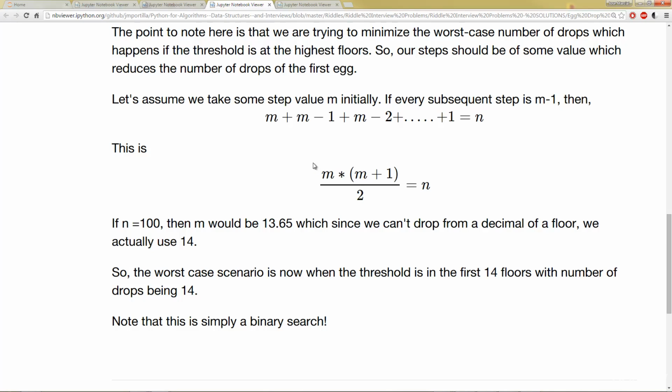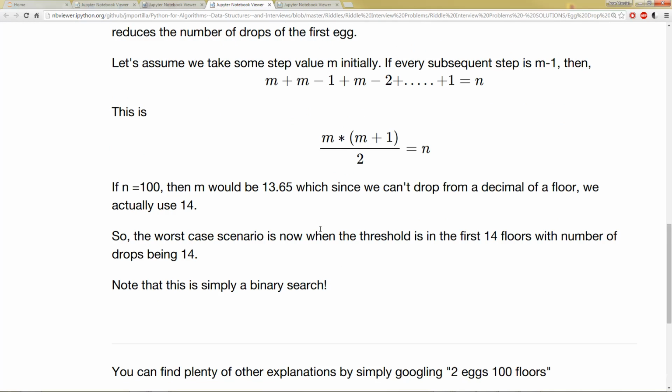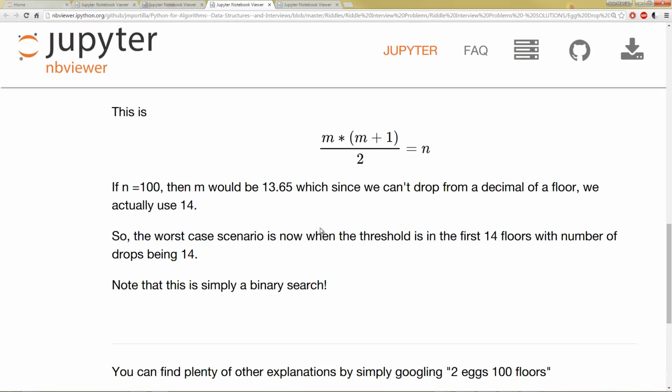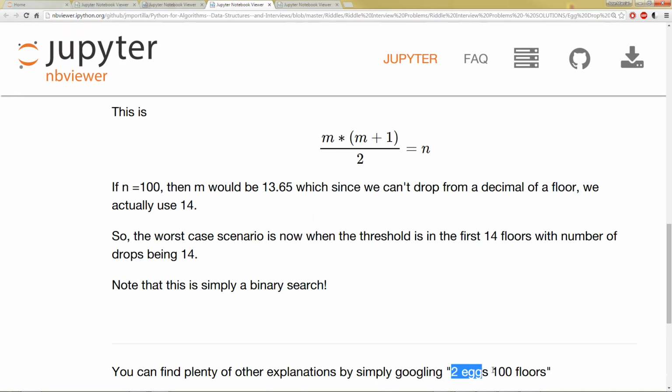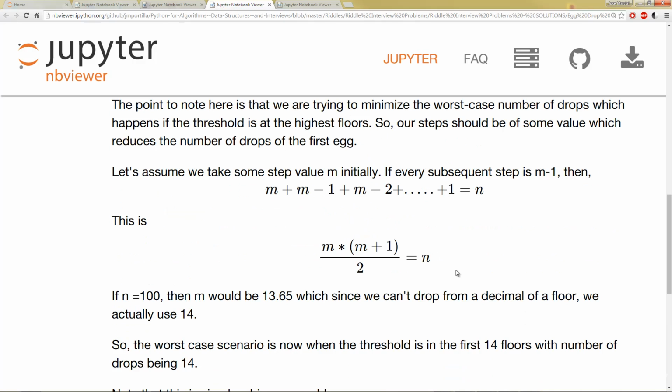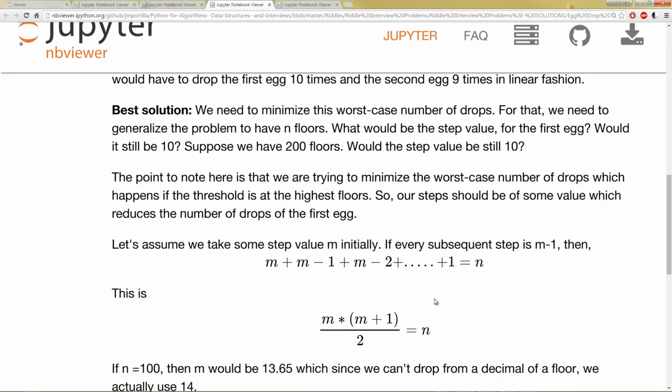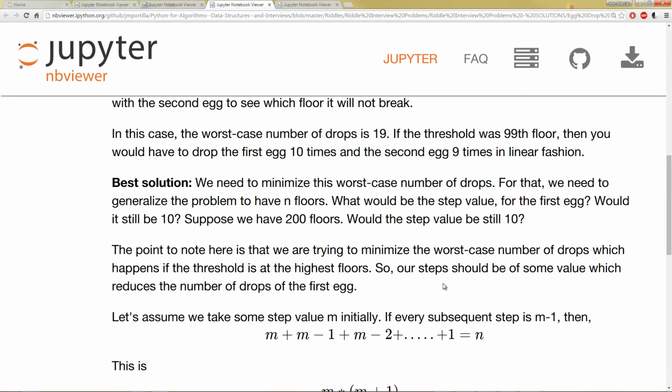Since you can't drop from a decimal of a floor, you'll have to round that up to 14, which means the worst case scenario is when the threshold is in the first 14 floors with the number of drops being 14. Alright, so you can find plenty of other explanations by simply Googling the term 2 eggs, 100 floors, in case you want a better breakdown of how you can use the binary search in order to solve this problem.